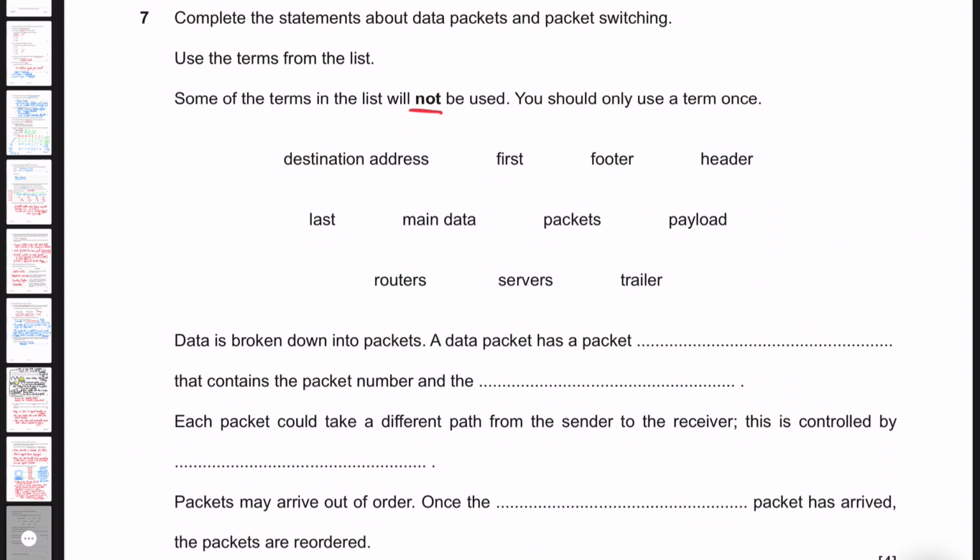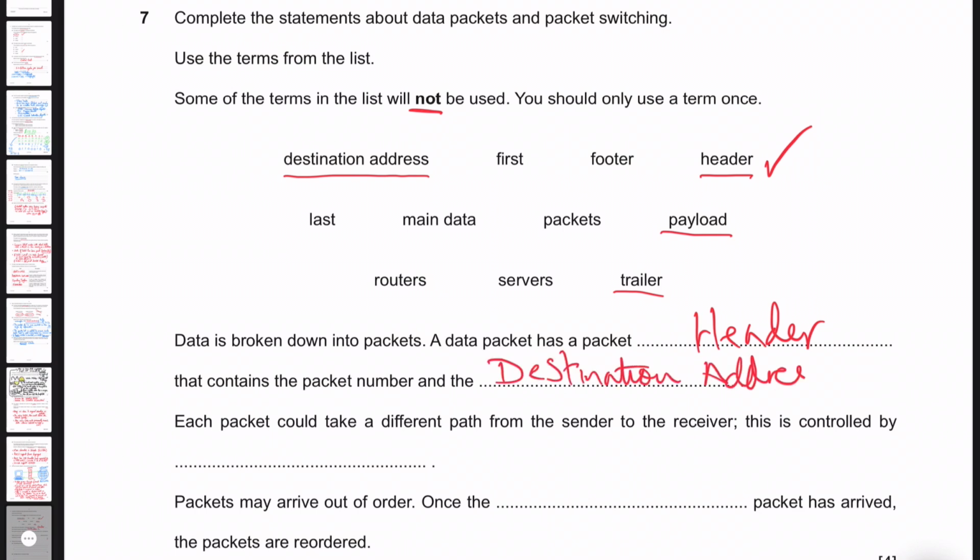Data is broken down into packets. A data packet has a destination address, well, yes, it does have that. It has a header, footer? No, it has a header. Main data packets, it has a payload. Router, server, trailer. So the header in a packet has the packet number and the... what else, it usually has a destination address as well, the address where the packet's going. So that one's done.